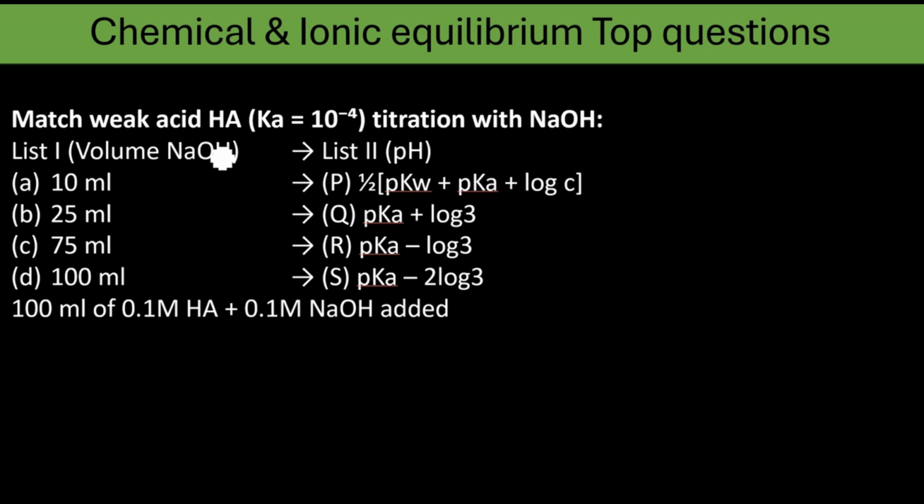This is an interesting question. Match the weak acid HA, Ka value is given, titration with NaOH. They have given the list of volumes of base added and also mentioned that 100 ml of 0.1 molar HA is titrated with 0.1 molar NaOH. Okay, so let's solve one by one. Before that, understand one thing. Here we are adding 0.1 molar NaOH to 0.1 molar HA, where I have 100 ml of HA.